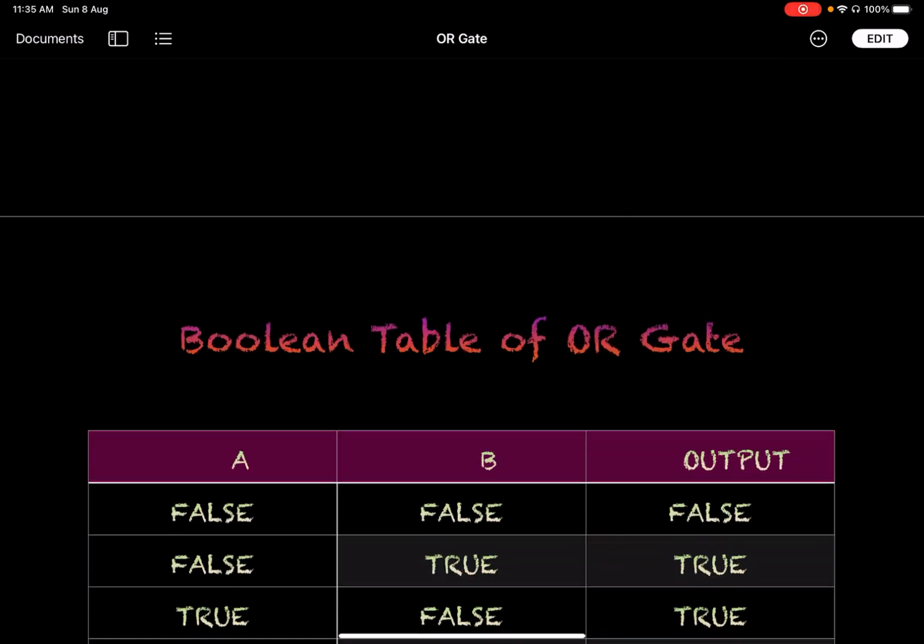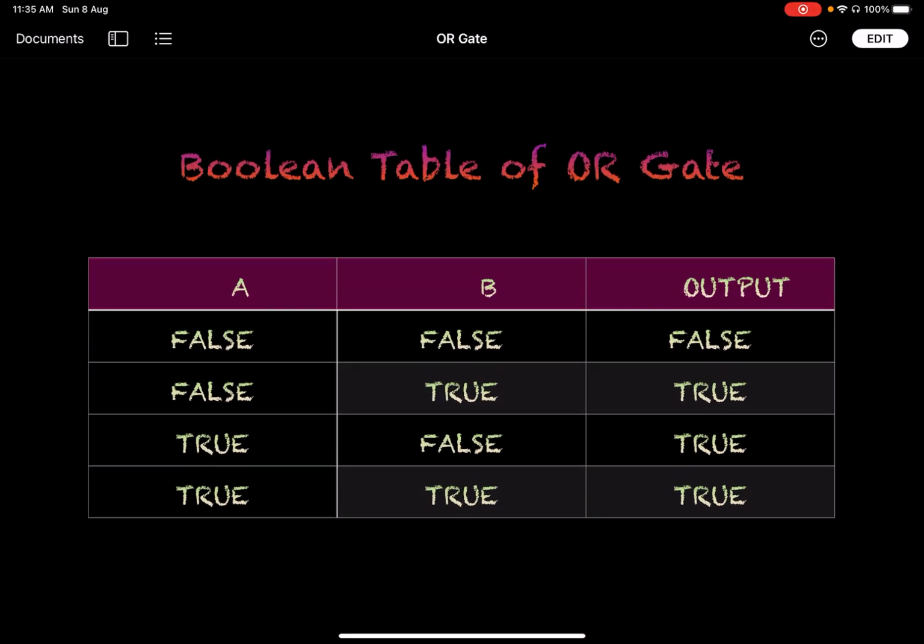So now let's conclude what we have observed with this circuit. When input A is false and input B is false, the output is false. When input A is false and B is true, the output is true. When input A is true and B is false, the output is true. When both are true, the output is true. Only when both A and B transistors are off do we see the output is false. In all the rest of the cases, the output is true. If any of the inputs is true, the output is true. So this is how an OR gate behaves.